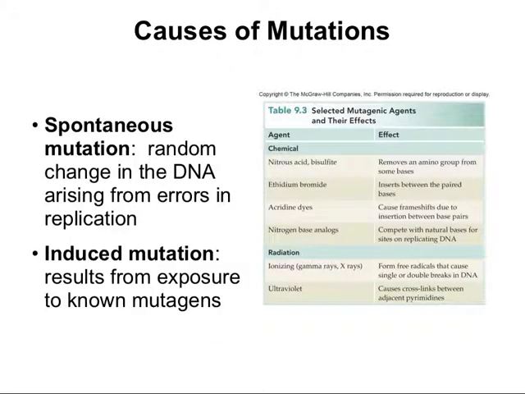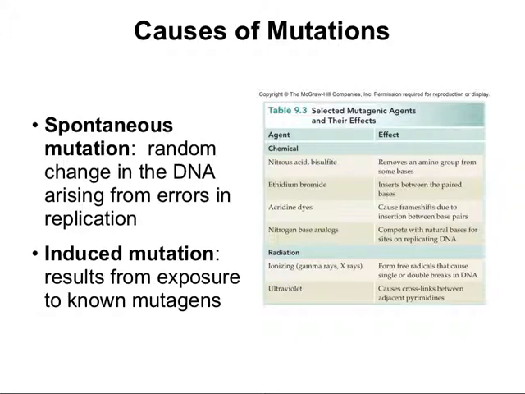What causes mutations, you might ask? There can be spontaneous mutations or induced mutations. Spontaneous mutations result from random changes in the DNA that arise from errors in replication. We've already explored these, and we know there's plenty of machinery to fix many of these mutations, but not all of them are caught. Induced mutations result from exposure to known mutagens.